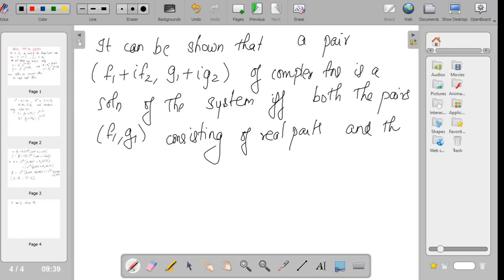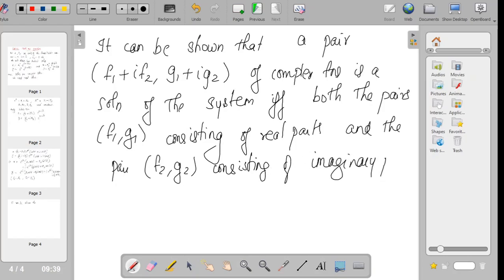And the pair f2 g2 consisting of imaginary parts are solutions of the system. So we have x and y as f1 plus i f2 and g1 plus i g2.